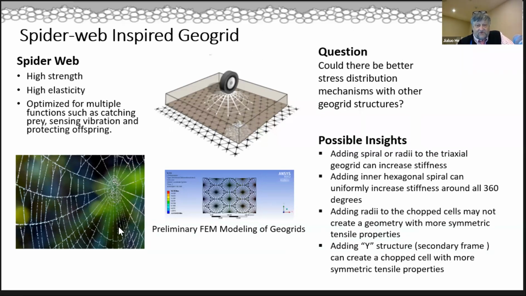At the end of that, we got possible insights, for example, things like adding spiral or radial ribs to the triaxial geogrid, which is an existing type of geogrid, could perhaps increase the stiffness. Adding an inner hexagonal spiral might uniformly increase the stiffness around 360 degrees, et cetera. By no means were these telling us you need to do this. What they did was show us things that we saw in the spider webs that made us ask, why are they doing that? We need to study that either experimentally or computationally.